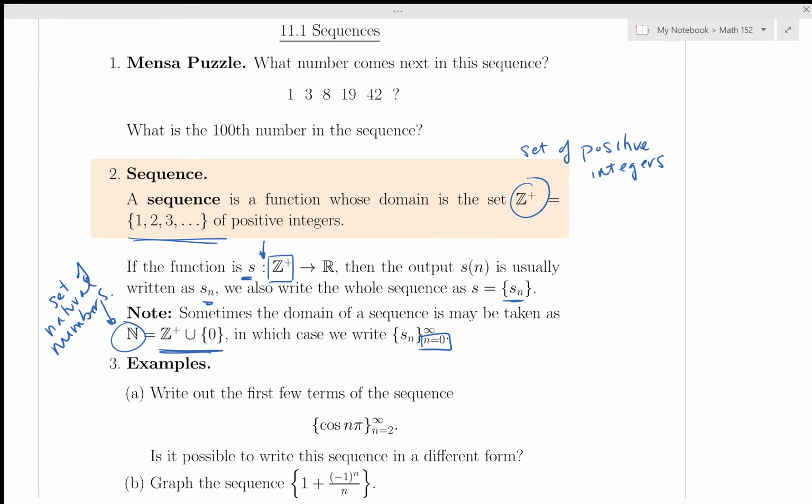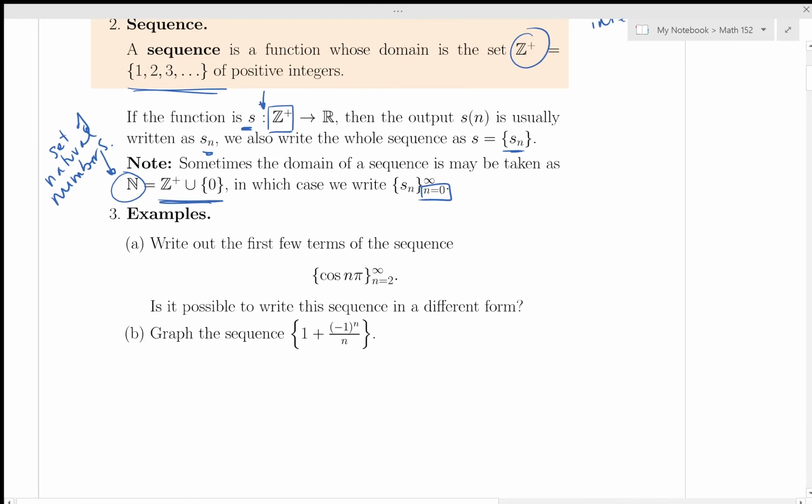Now we're going to look at how we could, for example, define a sequence. Here's a sequence, cos of n pi, n equals 2 to infinity. What does this mean? This means the set of numbers that look like this: cosine of 2 pi, that's when n equals 2, cosine of 3 pi when n equals 3, cosine of 4 pi when n equals 4, dot, dot, dot. Those are equivalent representations of the same list of numbers.